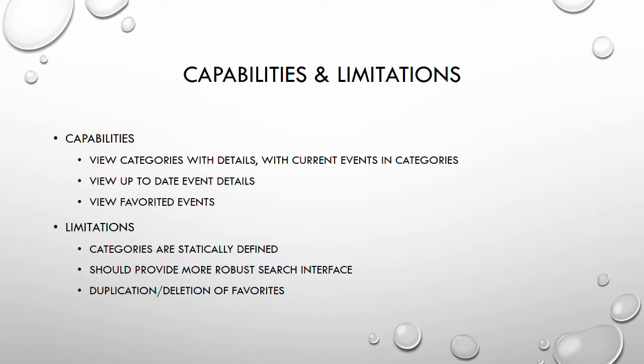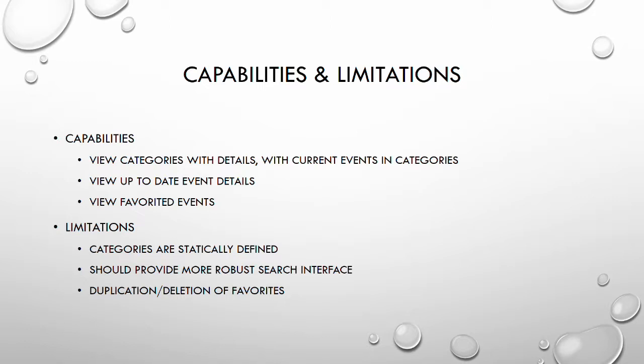So, the capabilities and limitations of this project. Some of the capabilities are viewing categories with details and viewing current events in categories, which are dynamically updated from the EONet database at runtime. You can view up-to-date event details such as the location, the event ID, and the event title. And you can also view favorite events, which will show up in another view.